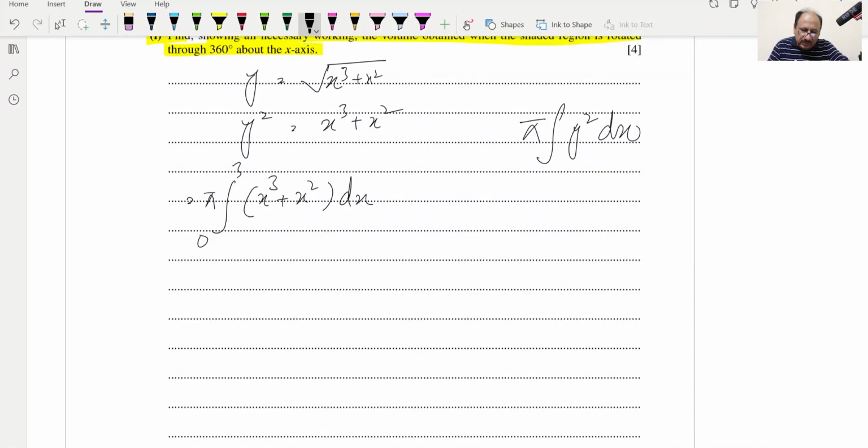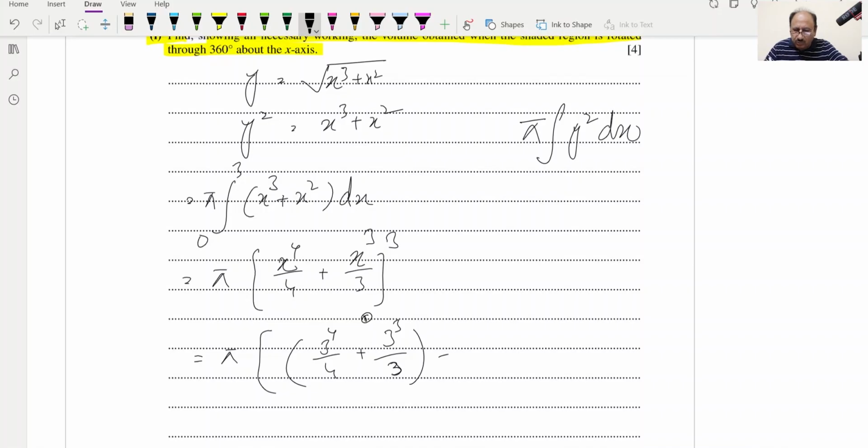Now we can integrate. So this will be pi and 0 to 3. So integral of x cubed will be x to the 4 over 4 plus integral of x squared will be x cubed over 3, and this will be from 0 to 3. Now we can replace the upper value first. So if we replace the upper value, this will be 3 raised to 4 over 4 plus 3 raised to 3 over 3, and minus, if we replace 0, everything will be 0, so we write 0.